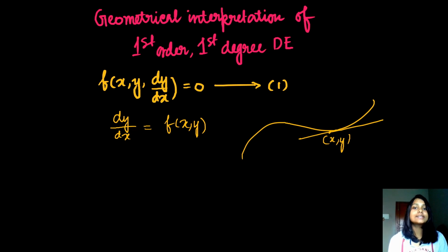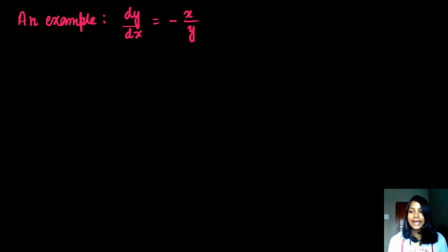This relation is known as a differential equation, and the solution of this differential equation gives a one parameter family of curves, as this is a first order differential equation. So let us understand by an example. Here we have this example, dy dx equals minus x by y. So obviously, by using the differential, we can write it as minus x by y dx.